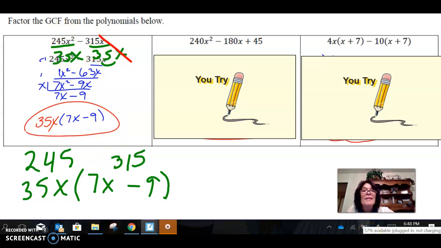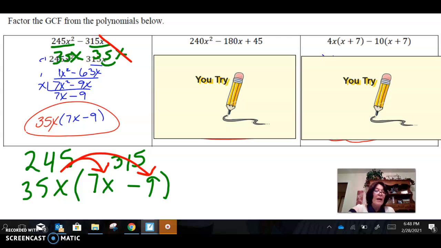Notice, guys, what we did in the very beginning is also how you can check to see if your answer is correct. If I take 35x and I distribute it back through, I should get my original question, okay? 35x times 7x is 245x squared. 35x times negative 9 is negative 315x. So that's another way you can tell that you're correct, all right?